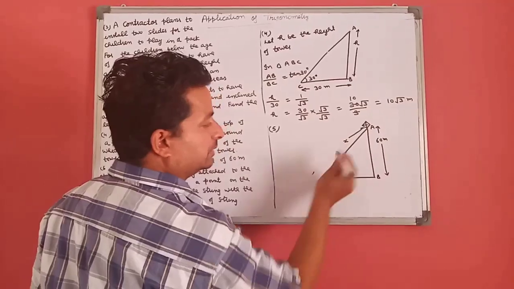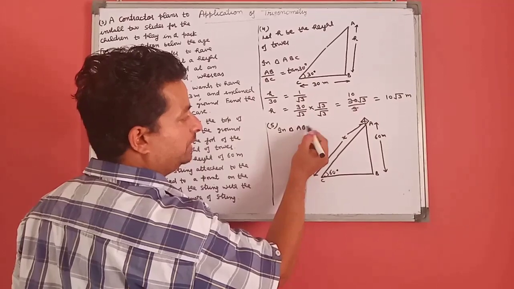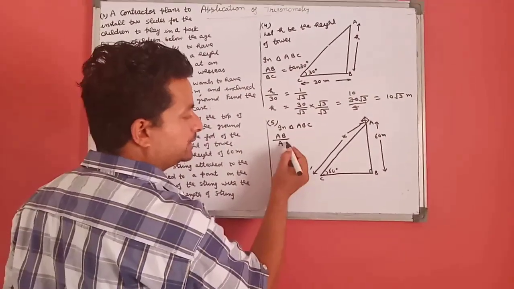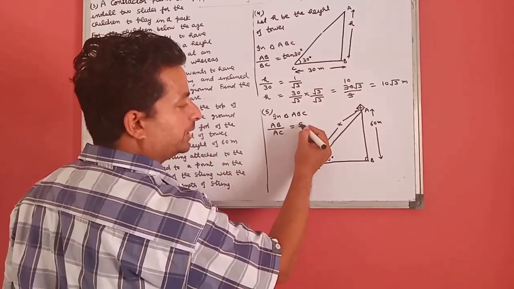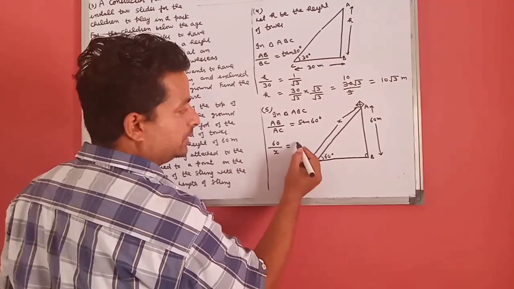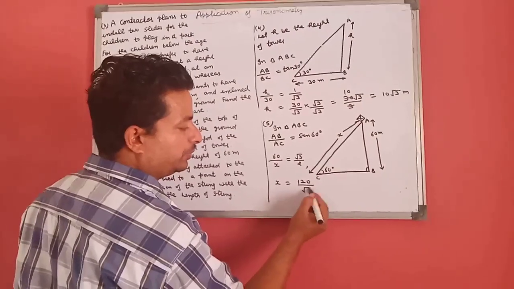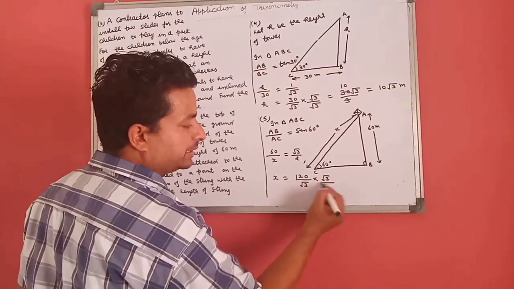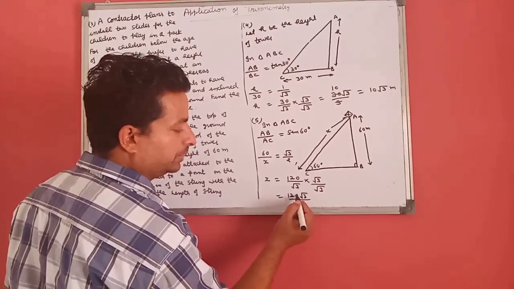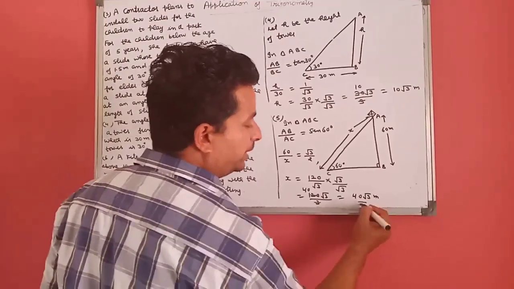In this triangle ABC, AB is the perpendicular, AC is the hypotenuse. As we know, P upon H is sine 60. So this is 60 upon x. Sine 60 is root 3 by 2. Then x becomes 120 upon root 3. When we rationalize this, it becomes 120 root 3 upon 3. This cancels out. So the length of the string is 40 root 3 meter.